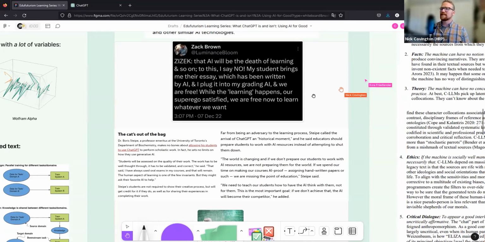My student brings me their essay, which has been written by an AI, and I plug it into my grading AI, and we are free. While the learning happens, our super ego is satisfied. We are free now to learn whatever we want. And that, for me, really takes the shape of like, how do we use AI without losing ourselves? So if it is a task that really can be done by AI and graded by AI, well, fine, let AI do all those things. We can focus on the human stuff.